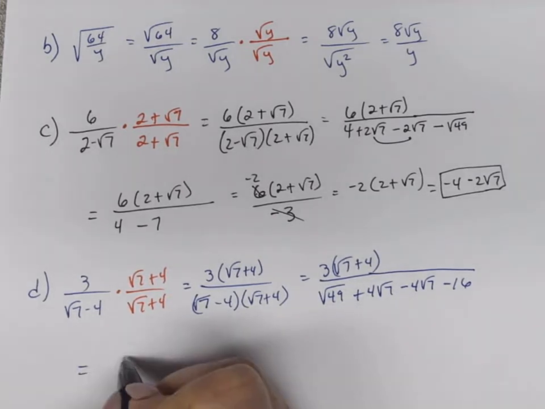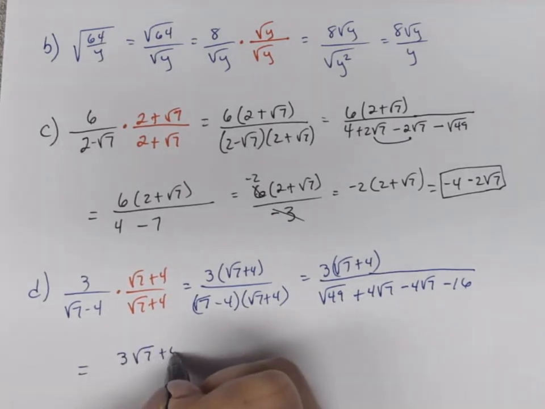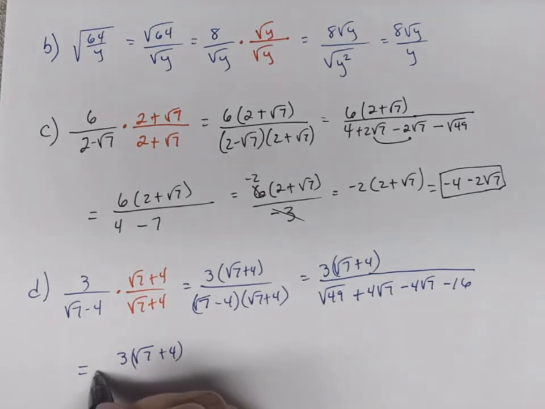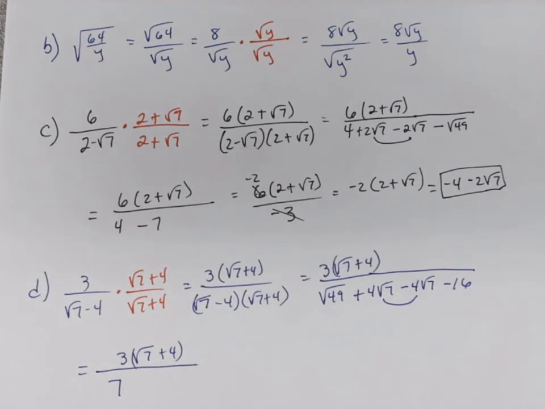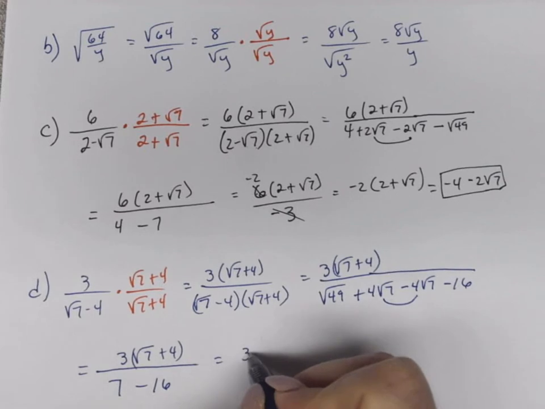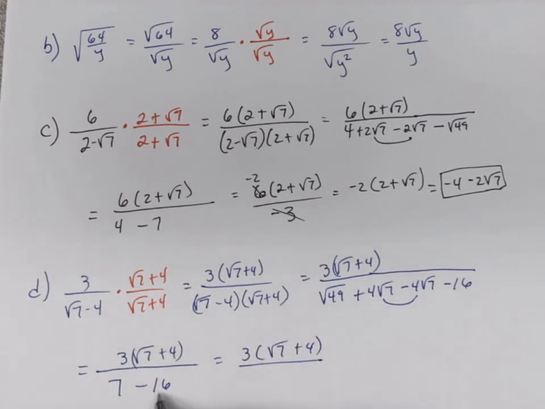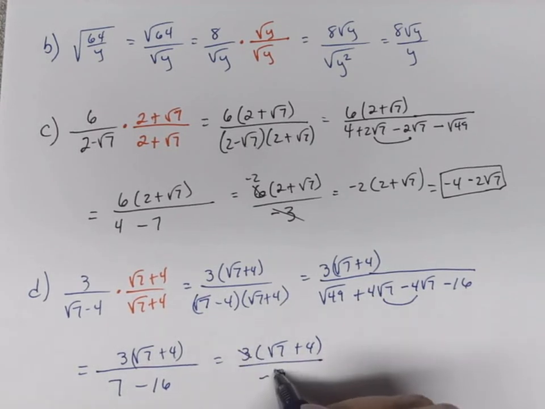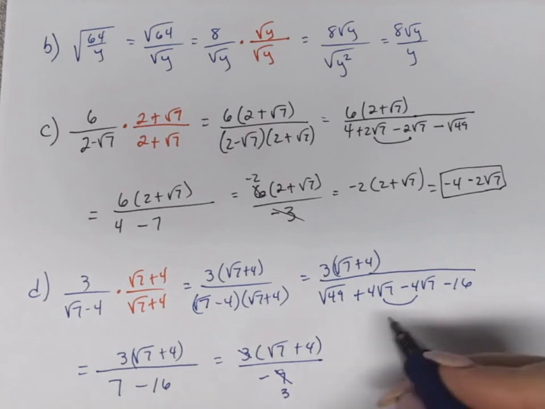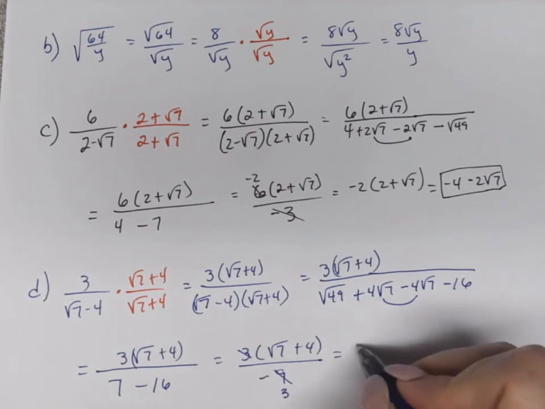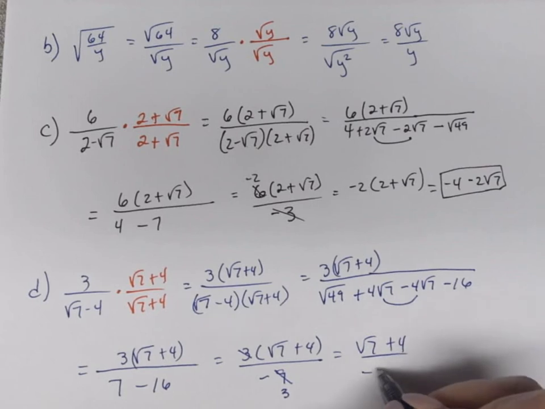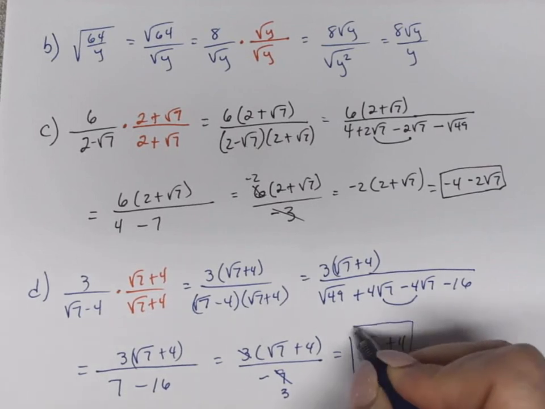All right, so now we have 3 square roots of 7 plus 4 in parentheses over square root of 49 is 7. These two will cancel each other out, so 7 minus 16. So this will get us 3 times square root of 7 plus 4 over 7 minus 16 will be negative 9. 3 will go into negative 9 3 times, keeping that negative. So now we'll have the square root of 7 plus 4 over negative 3, and that would be our final answer.